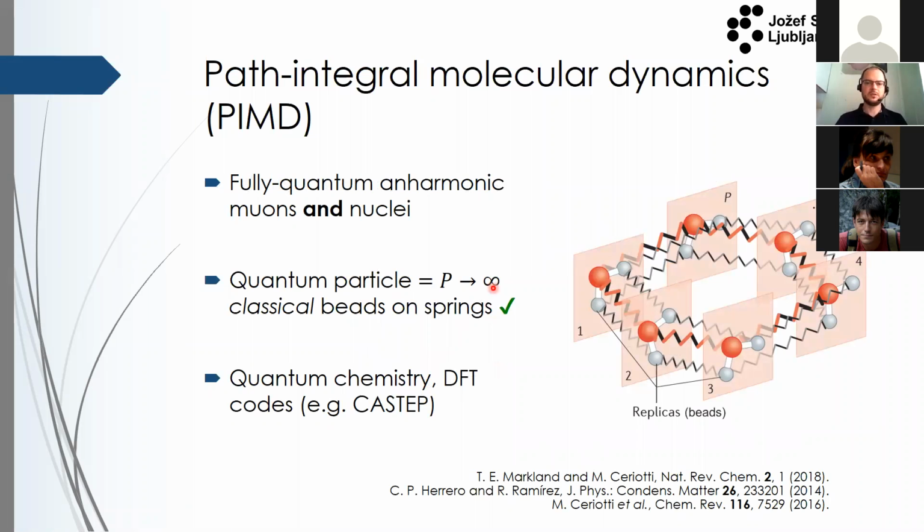But there were no approximations here. The only approximation was that P is in practice taken to be a finite value instead of strictly infinity. So this describes all anharmonic effects, everything that's quantum, all entanglement effects, and everything of muons and nuclei. And it's used in quantum chemistry, in DFT codes. It's implemented already in many cases.